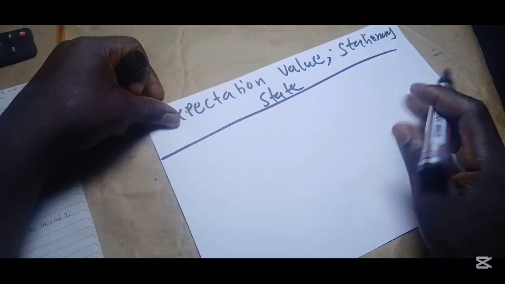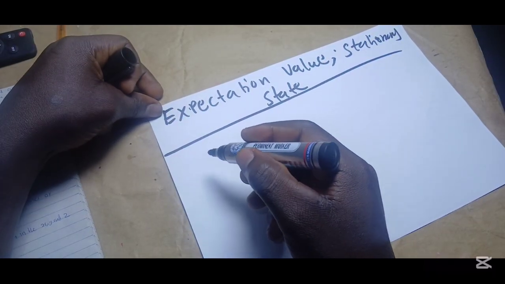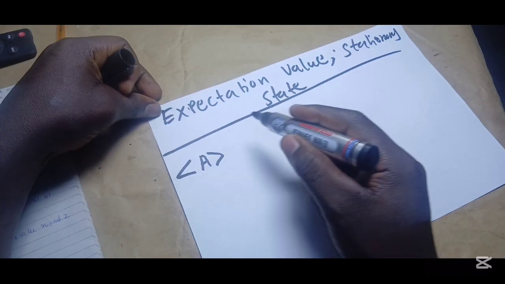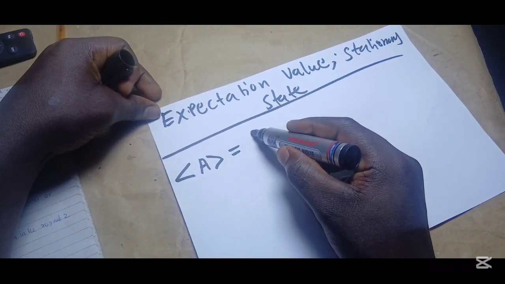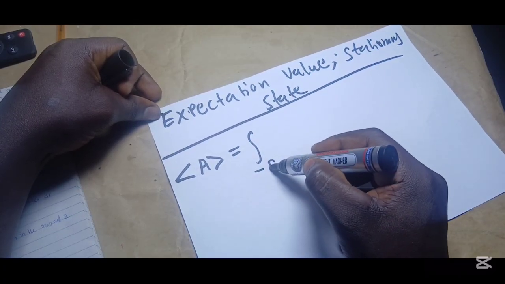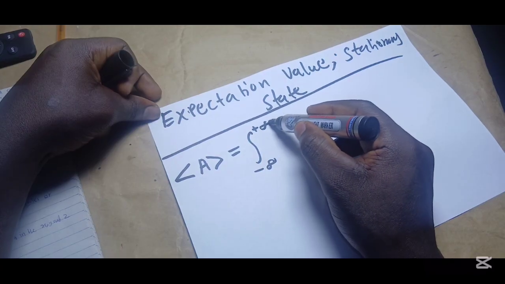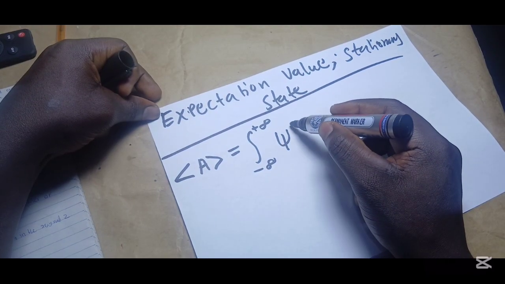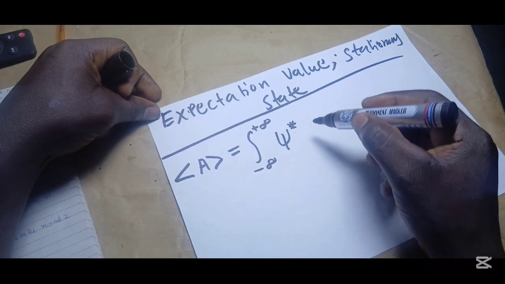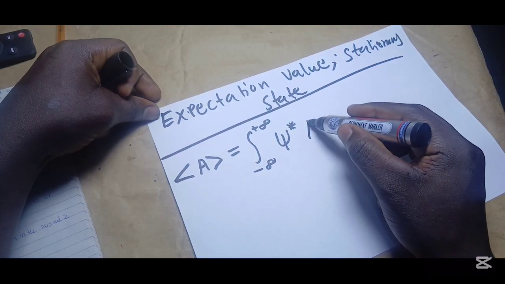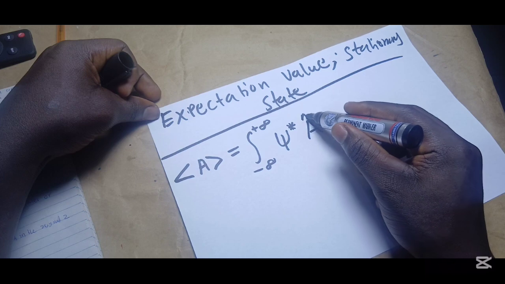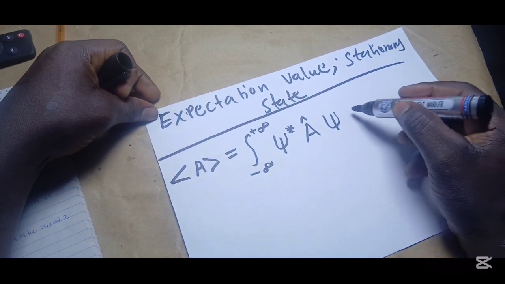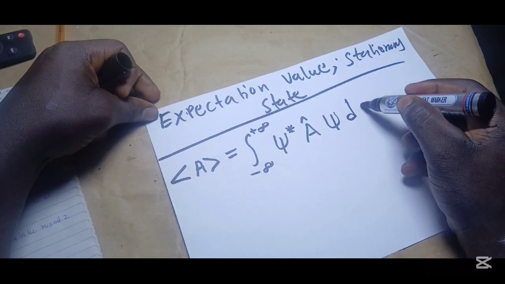The expectation value for A is written as this, equal to the integral from negative infinity to positive infinity of the product of the complex conjugate of the wave function and the operator of observable A multiplied by the wave function itself. You bring in your volume element.